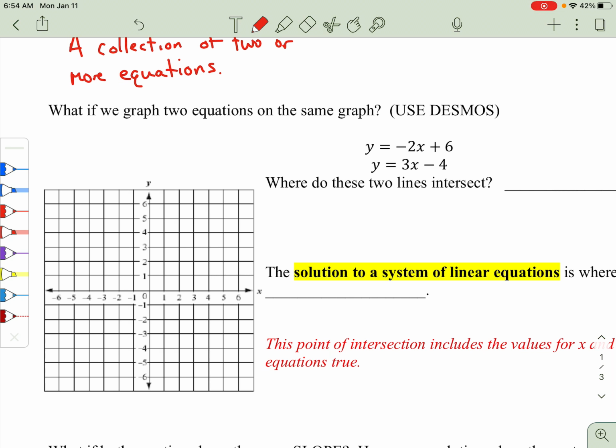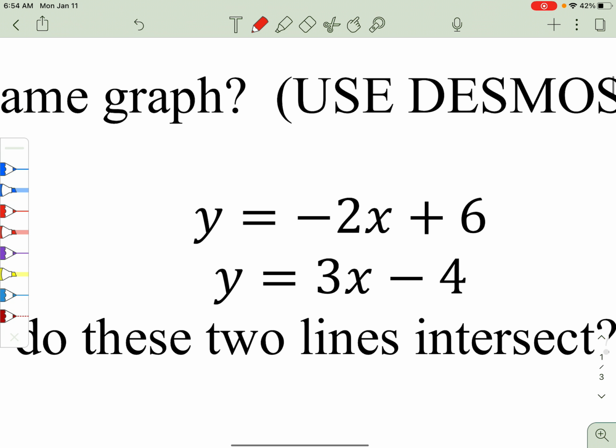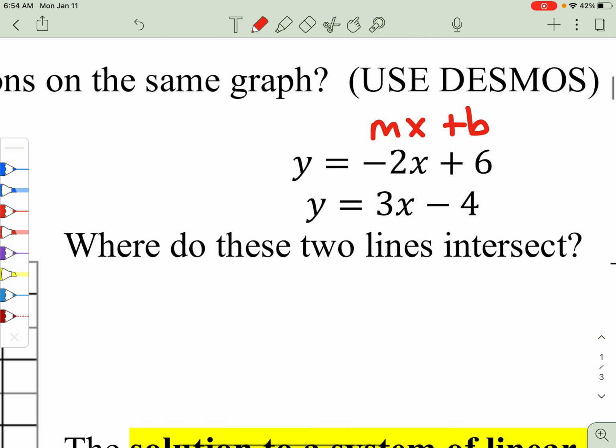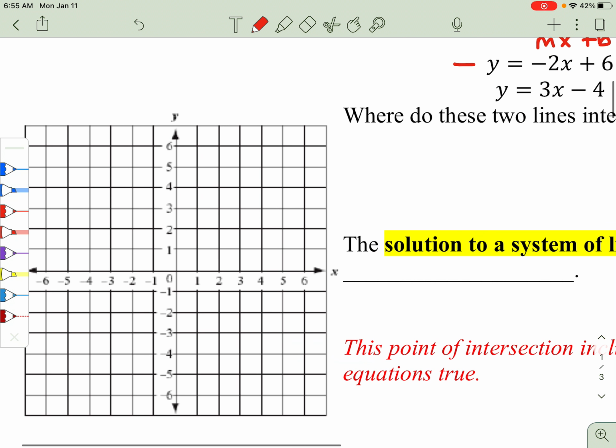So here's our first example. We're going to go through and graph these 2 equations. So you have y equals negative 2x plus 6. This is in slope-intercept form, so remember we can do mx plus b. b is our starting point, m is our slope. So for the red graph, it's going to start at 6.